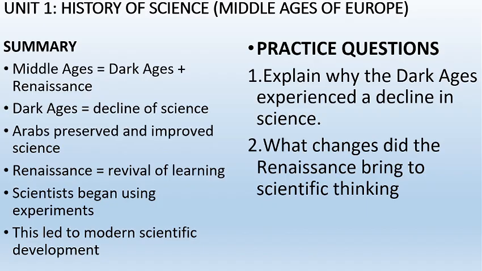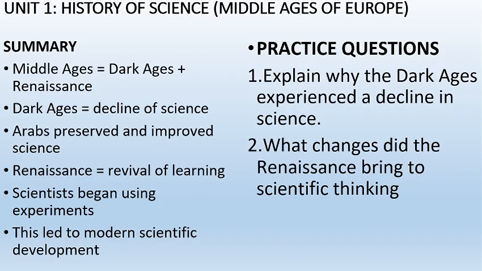So the second one is the Renaissance. The Renaissance was the revival of learning, like the rebirth of science. I said we have the Dark Ages, we have the Renaissance. In this Renaissance is the rebirth of science. This is when scientists began to use experiments, when they started to make observations, when they started to give theorems. So it was in this Renaissance age that science was reborn.